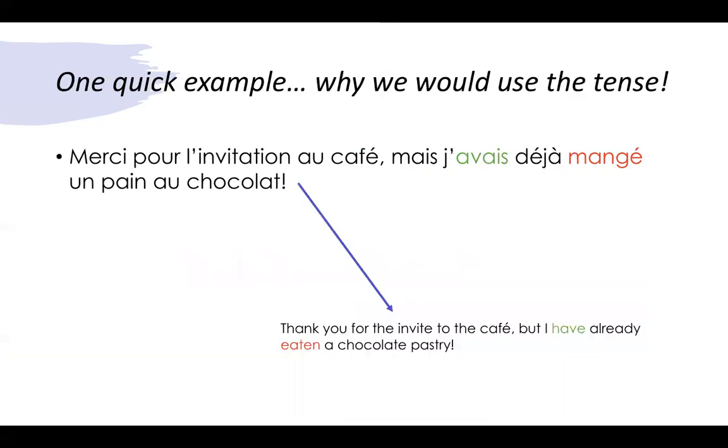So just one quick example on why we should use the tense. Merci pour l'invitation au café, mais j'avais déjà mangé un pain au chocolat. And this translates to thank you for the invite to the cafe, but I have already eaten a chocolate pastry. And we see we have to use the plus que parfait because you have already done something. You have already eaten. So that have eaten is in the past, but it's referring to another past event, which was the invitation.